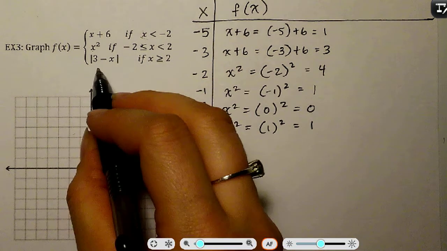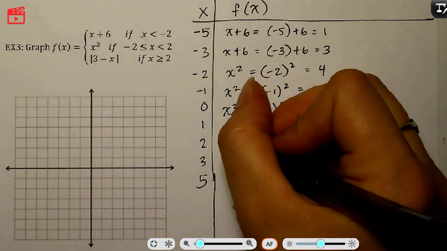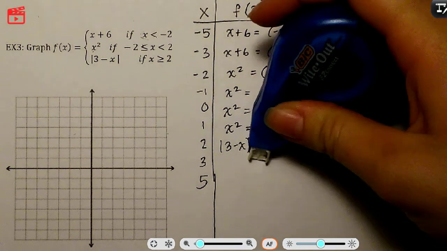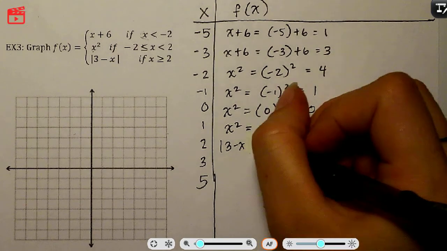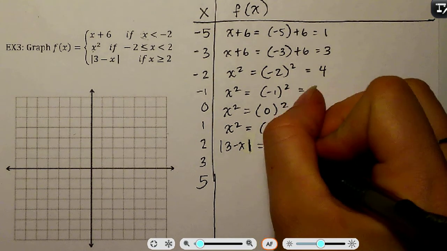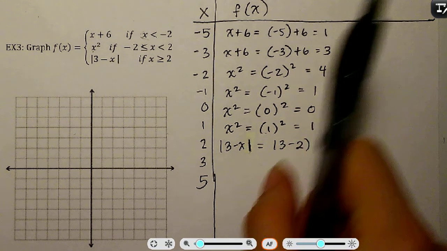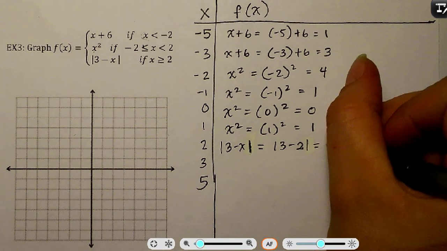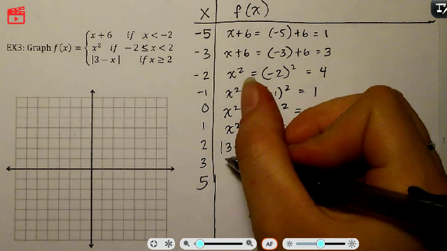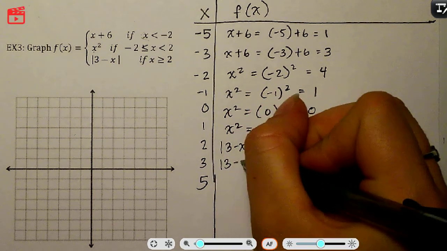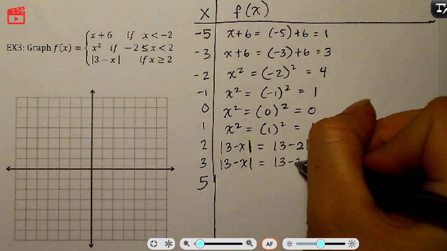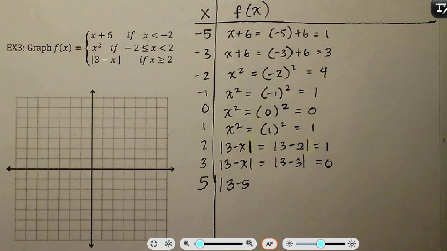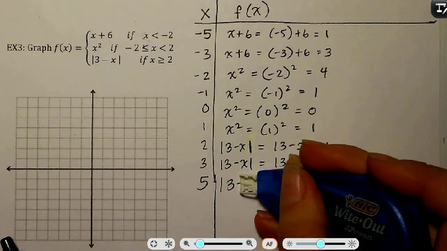2 falls into the absolute value. Oops. Ugh, that's ugly. All right. 3 minus 2. Oh, I did it again. All right. 1. And 3 will fall into that category again with the absolute value. And 5 will also fall into the absolute value category. Wow, that's a number of mistakes. Good thing I have the whiteout with me.